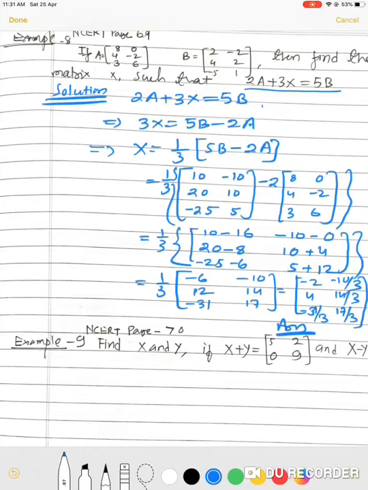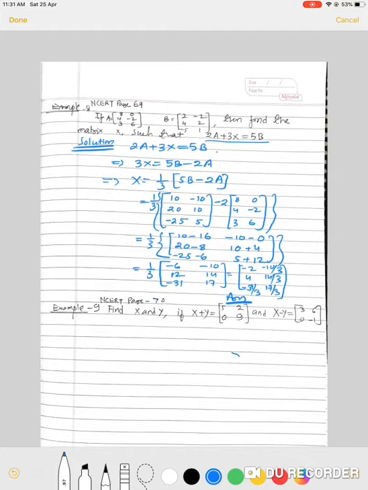Now here two matrices are given in example number 1. Find X and Y if X plus Y is equal to 5, 2, 0, 9 and X minus Y is equal to 3, 6, 0, minus 1.